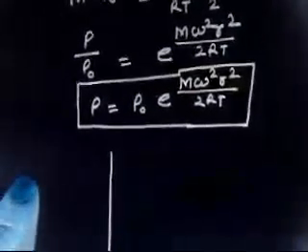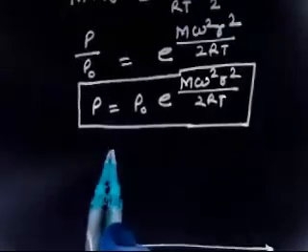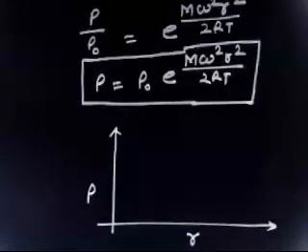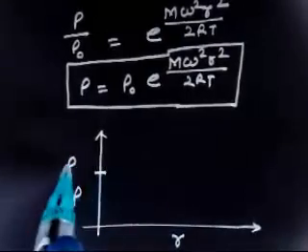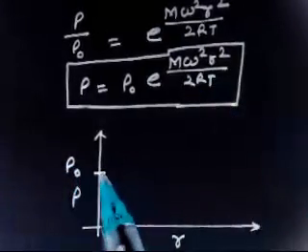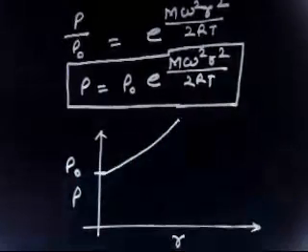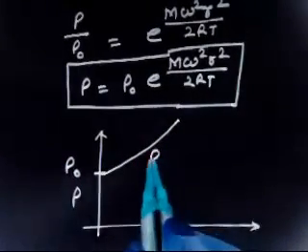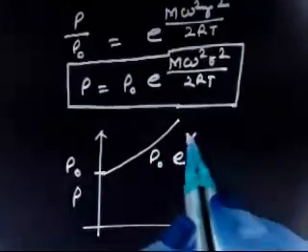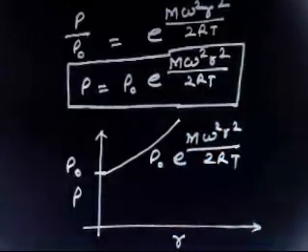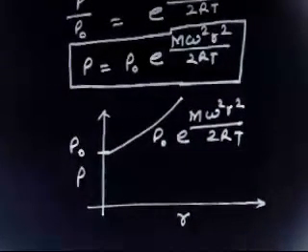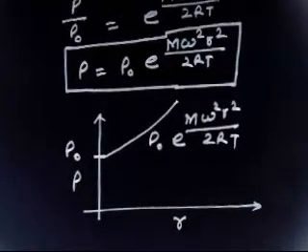One can draw the graph for r versus P. When r is 0, pressure is P naught, and after that pressure varies exponentially. So you will have this kind of function, P naught e to the power M omega square r square by 2RT. So this is the exponential variation of pressure. Let us copy this fast and then I can go for the next problem. These problems are easy.